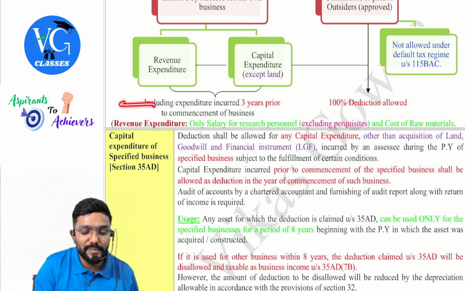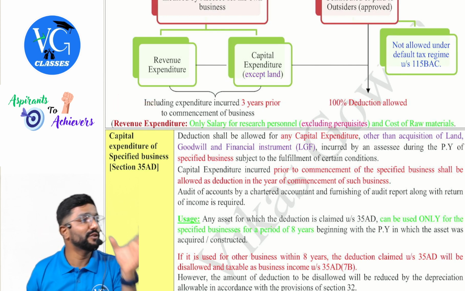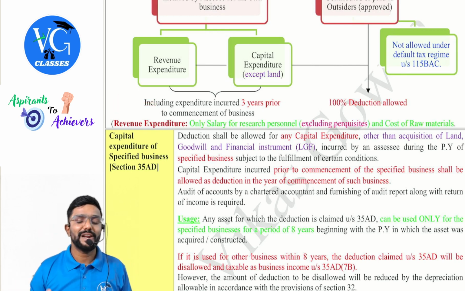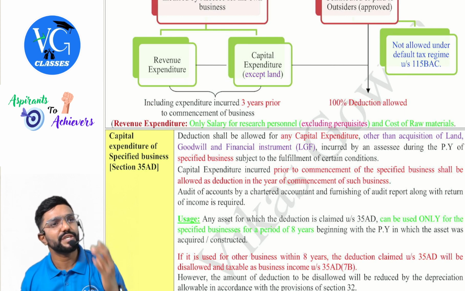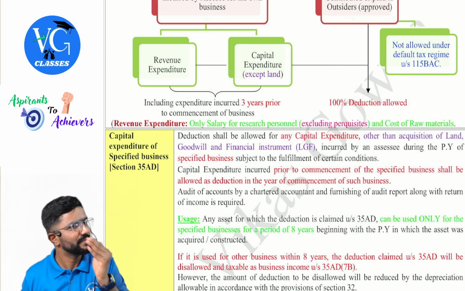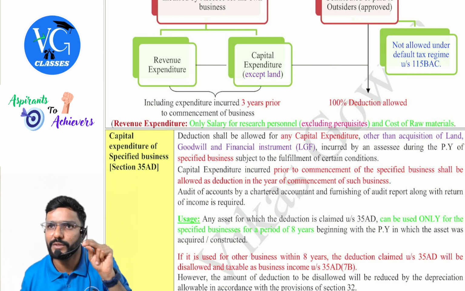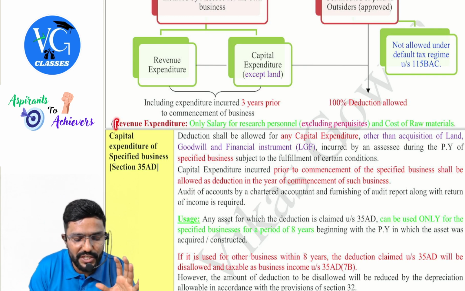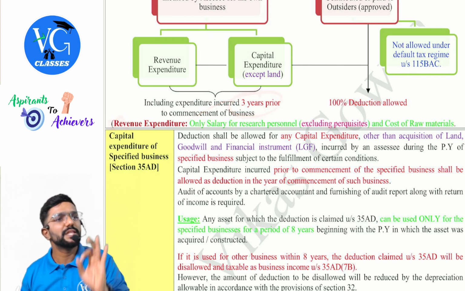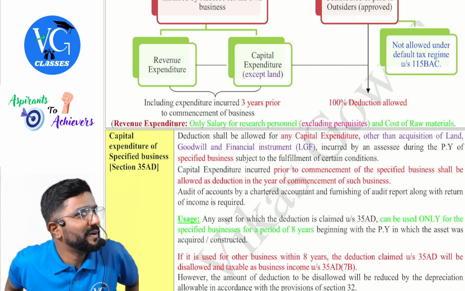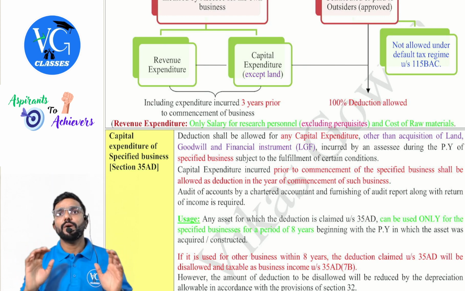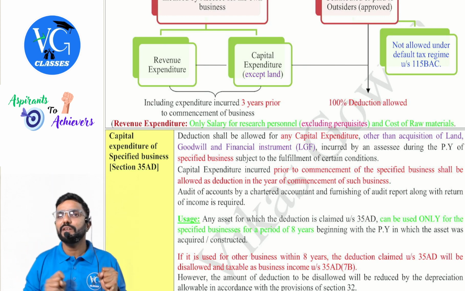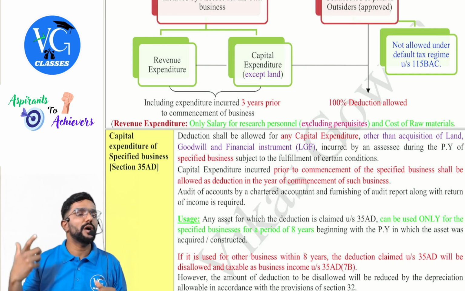This is only for the expenses incurred 3 years before the commencement of business. Whereas once the business has been commenced, any revenue expenditure will be allowed. Clear? So this restriction is only when it is incurred 3 years prior to the commencement of business, guys. Okay, only salary to research personnel and cost of raw material.